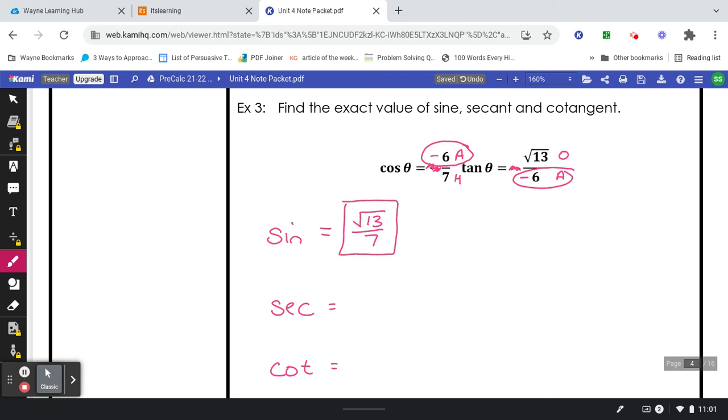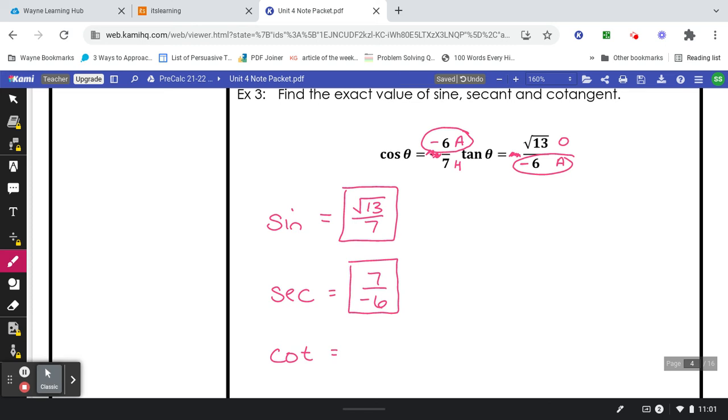Secant is cosine flipped, or H over A, so 7 over a negative 6. Again, nothing to worry about there. That's already simplified. And then the last one, cotangent, A over O, or flip the tangent value. So we get that.